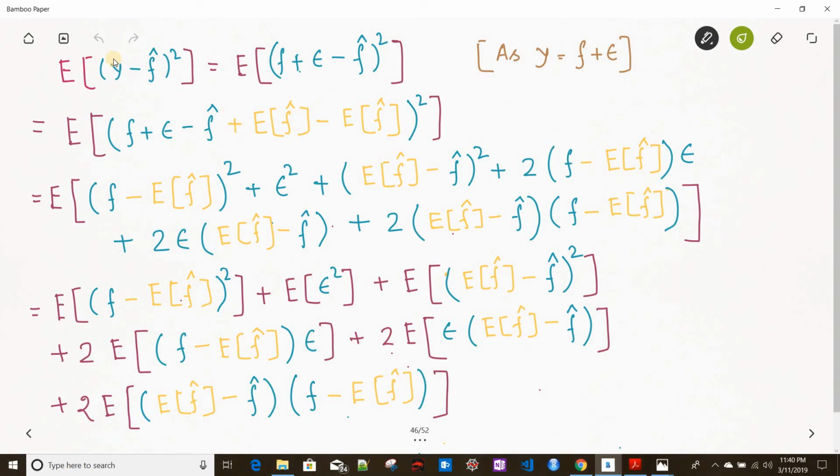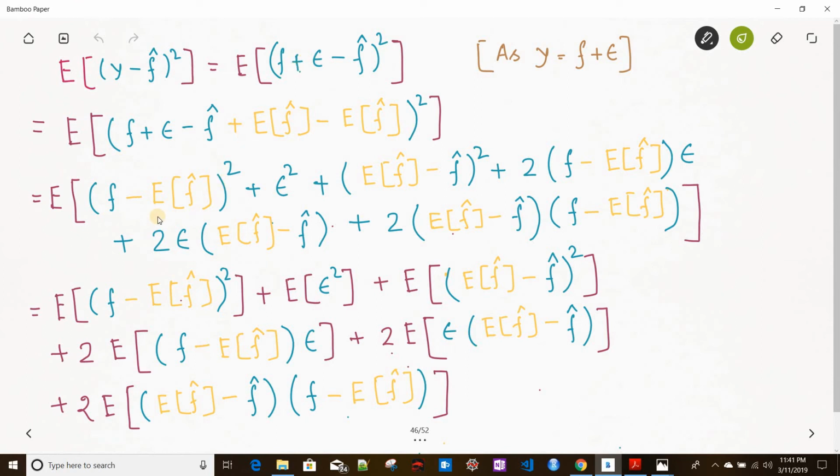MSE means the expected value of the square of the actual value minus the predicted value. So if I replace y with f plus our epsilon, this equation becomes f plus epsilon minus f bar, whole square. Now if we add the expected value of f bar and subtract the expected value of f bar, the equation remains the same.